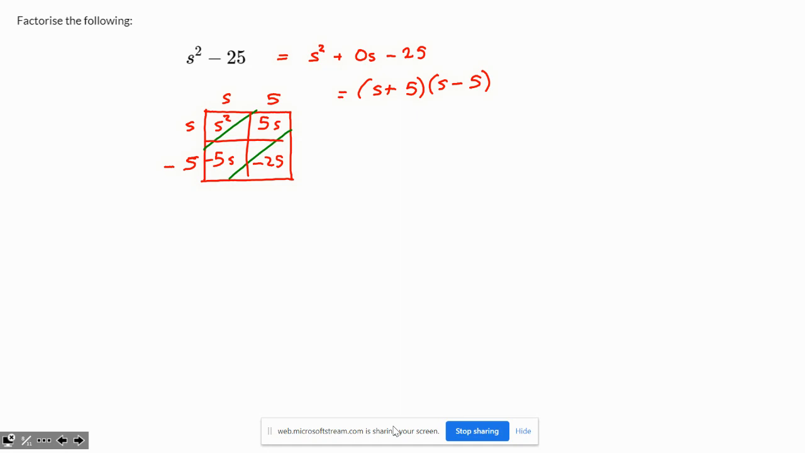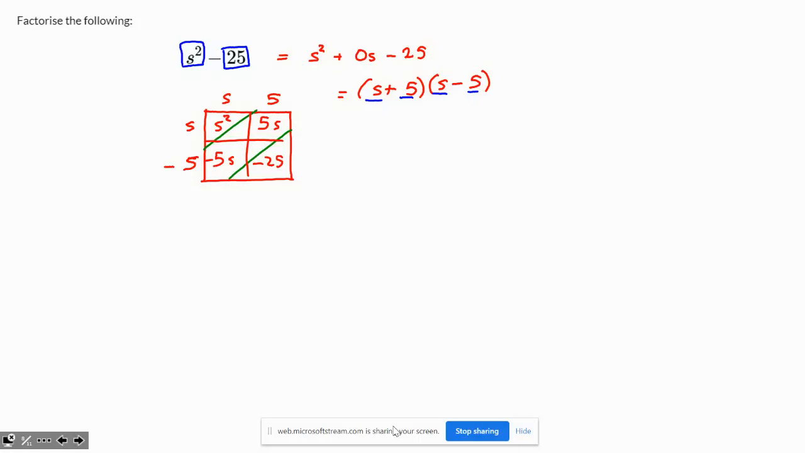Now, this is called the difference of two squares, and that's because s squared is a square number and 25 is a square number, and we're finding the difference between the two, the difference of two squares. And you can see what this factorized to: we had s, which was the square root of s squared, and we had 5, which was the square root of 25. So we had the square root of s squared plus the square root of 25, all multiplied by the square root of s squared minus the square root of 25.